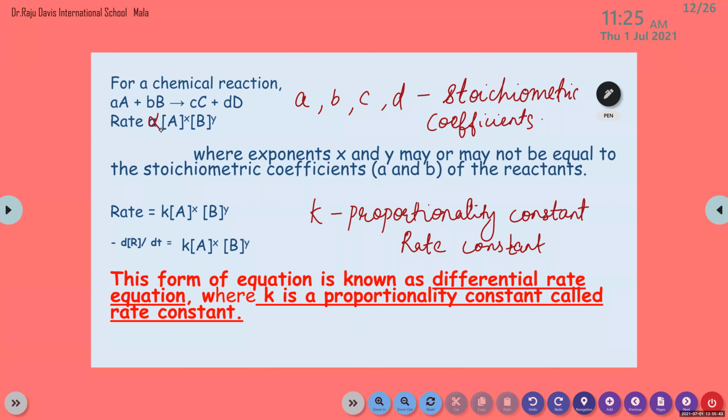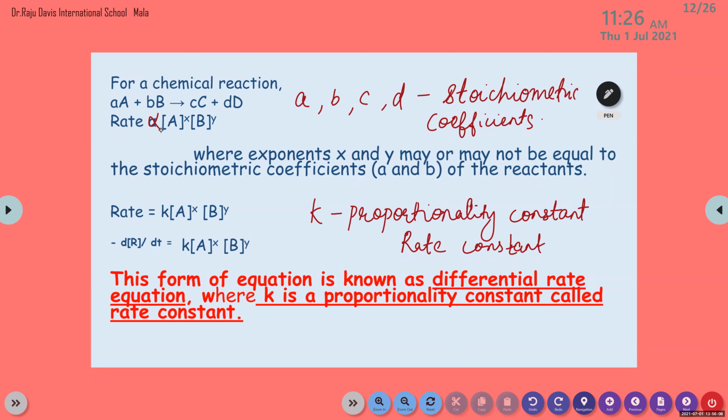What are this x and y? Sometimes they are equal to the stoichiometric coefficients, or they will be found out experimentally. Okay, we cannot predict that value. Always the powers in this rate are determined experimentally. Okay, we can do some examples and find out that value.